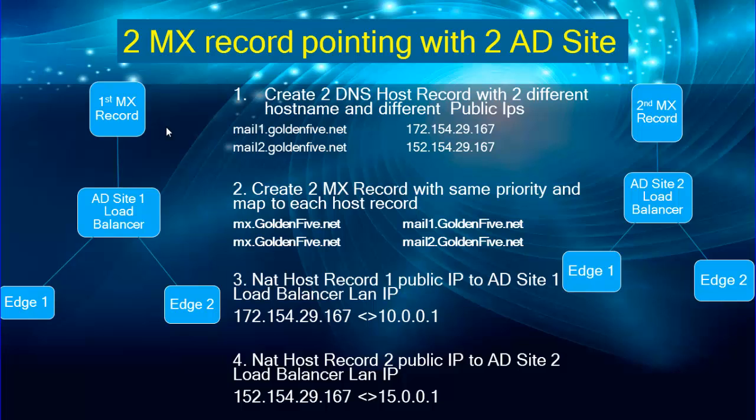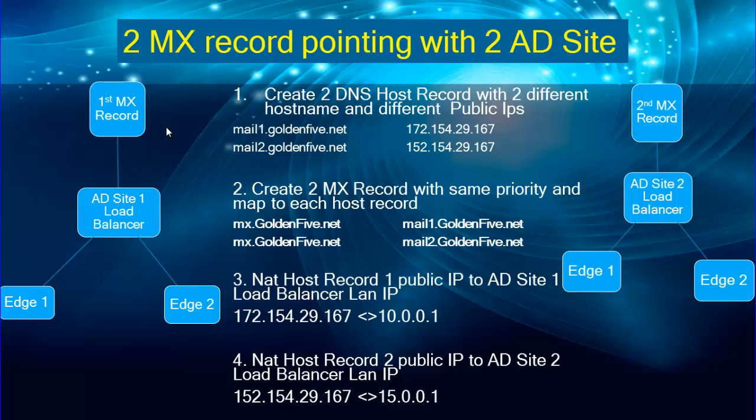So mostly if you have 2 AD sites, you will have a DAG configured. A DAG is a mailbox cluster, if you don't know. So if you have the DAG configured, then why not have the edge server as well, and that too in this kind of a setup.